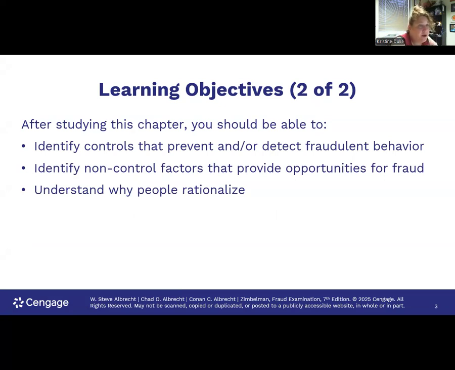Those are the 3 points to the triangle. Now, the pressure and the rationalization are the two that the fraudster is in control of. The only thing you are in control of is the opportunity. If you eliminate the opportunity, you thus eliminate the potential for fraud. That's why it's so important to have proper internal controls, proper policies and procedures, and the attitude to combat fraud. The more you have those different pieces, the less likely fraud is to be committed in your organization.